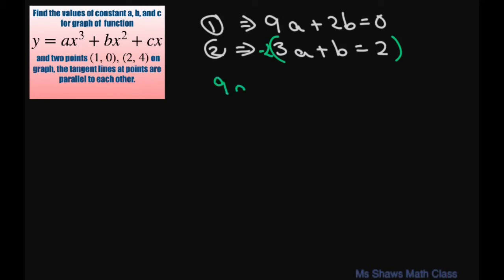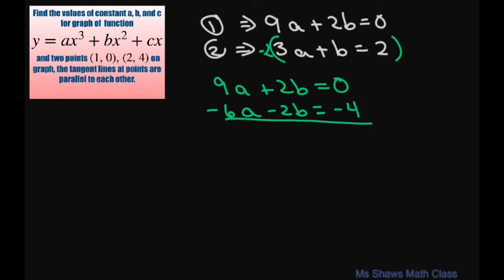That's going to give me 9a plus 2b equals 0. And then we're going to have negative 6a minus 2b equals negative 4. Now that's going to give me 3a, these will cancel, equals negative 4. So solving for a, we have a equals negative 4/3.